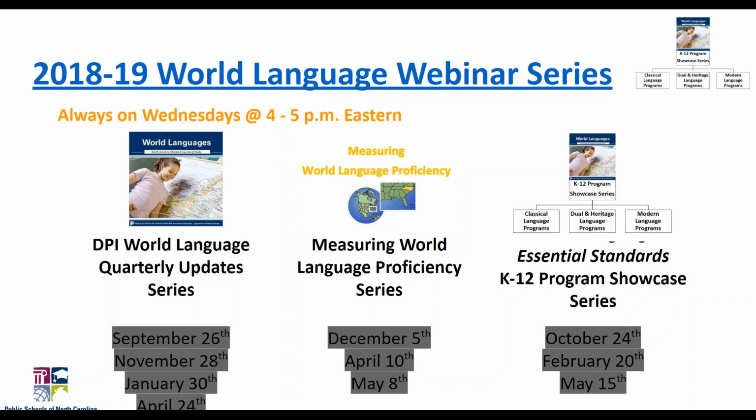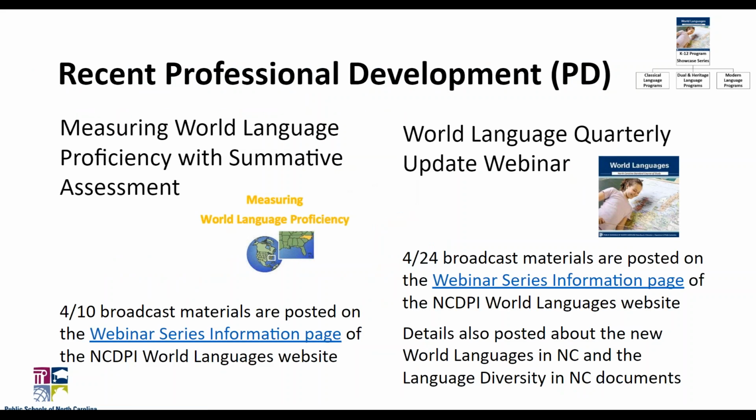One thing to know is that this information is always posted on our webinar series information page. So the recordings from today, as well as the recordings from all the webinars you see here, the presentation slides, the handouts, and all of that information is available for you to use. Most recently, we've posted information from the Measuring World Language Proficiency webinar about summative assessment, as well as the World Language Quarterly Update webinar. Those were both in April. You see April 10th and April 24th.